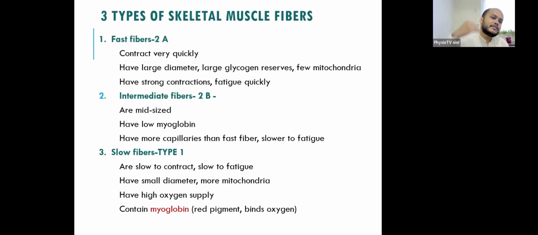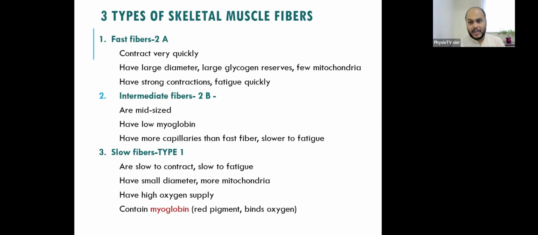Now, between these two, fast fibers and slow fibers, are intermediate fibers. These intermediate fibers are mid-size, they have low myoglobin content, and they have more capillaries than fast fibers, and because of that they are slower to fatigue. That is something that helps them, even with a low myoglobin content, because the blood supply is rich to them, they automatically tend to go for a slower fatigue compared to your fast fibers.